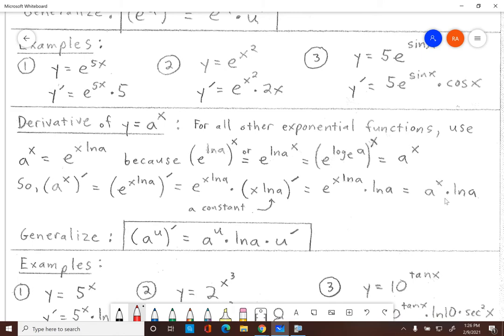How do you do the derivative for something like 2 to the x and 5 to the x? Is it still the same thing? Well, there's a slight difference with those. So what we're going to call this is a to the x, where a stands for any other number: 2 to the x, 5 to the x, all those other exponential functions, okay?